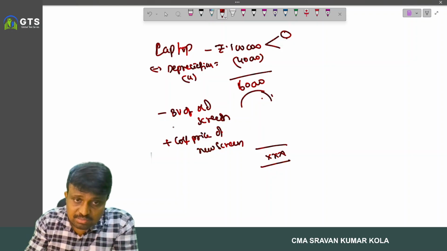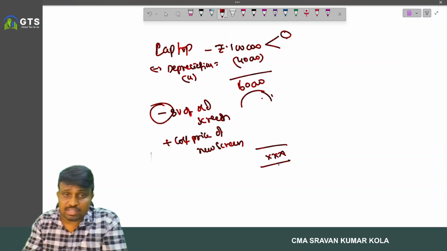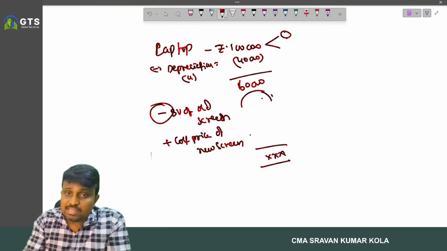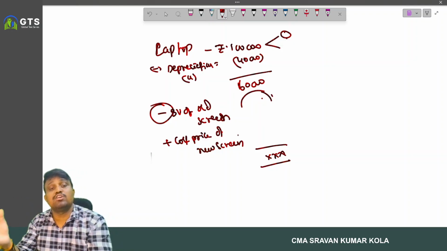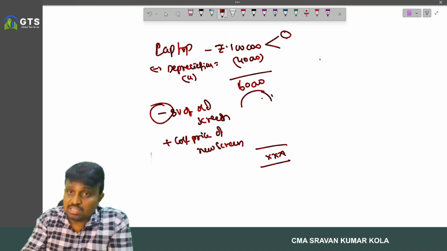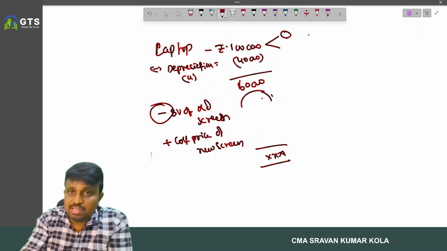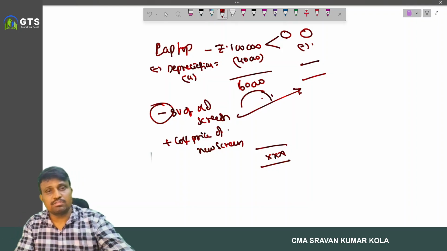This is the revised cost we have. For example, if the book value of the old screen is unable to be identified, in that case, what do we do? What is the cost price of the new screen now? This is treated as the expected cost at the end of the fourth year, and we calculate the present value of that expected cost. Then we get the value of the screen at the beginning of the 4 years. Based on that, provide the depreciation, calculate the book value now, and that is considered for derecognition of the old screen.